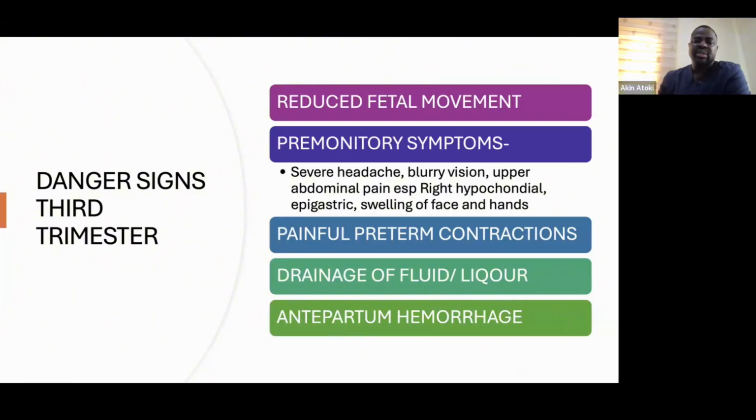It might be mild, it might be a lot, and there's usually no pain associated with that type of bleeding. It's a very dangerous condition in pregnancy.